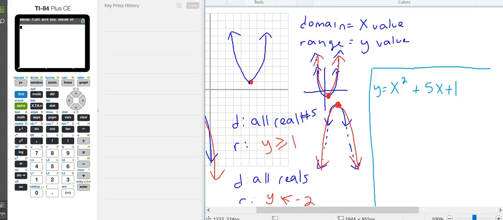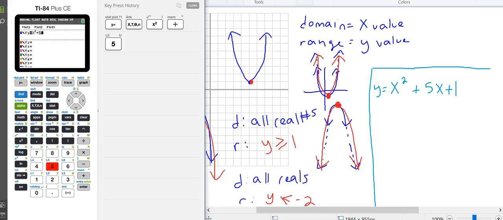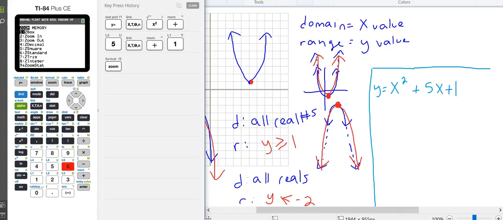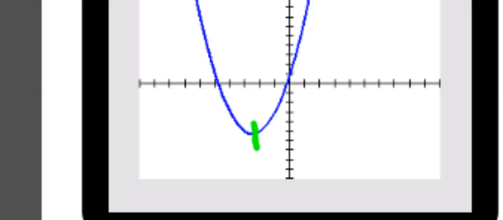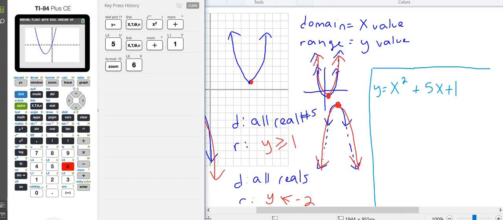Let's do that. So in y equals, we're going to type the equation, x squared plus 5x plus 1. Let's graph it in zoom standard, so we're going to do zoom 6. Here we see our parabola, and we see where our minimum value is. It's right over here, but we don't know exactly what value this is. So we're going to have the calculator tell us.